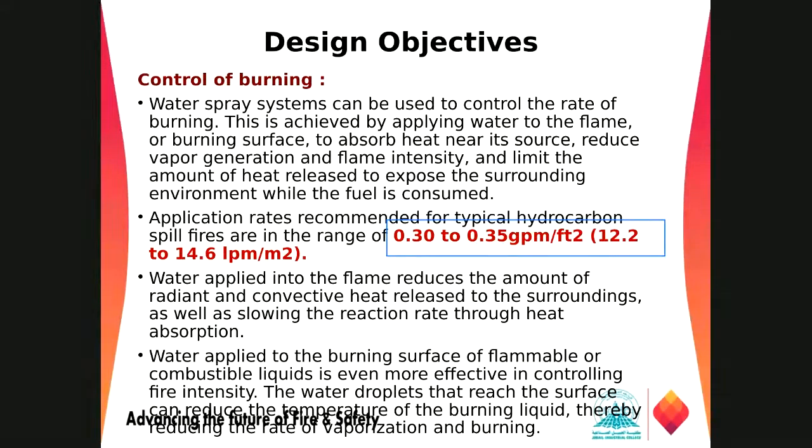So a water spray system can be used to control the rate of burning, right? This is achieved by applying water to the flame or burning surface just to absorb the heat near the source and reduce vapor generation, right? If the vapor generation is reduced and there is no flame intensity, the fire will be under control. And for the hydrocarbon spill fire, we have an application rate of around 0.30 to 0.35 GPM per square feet.